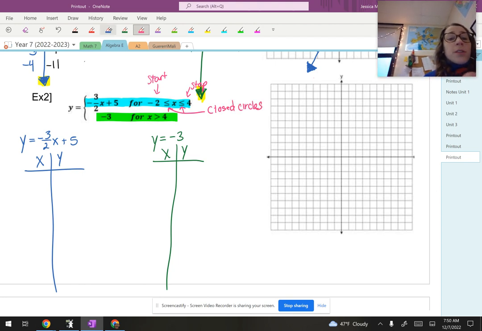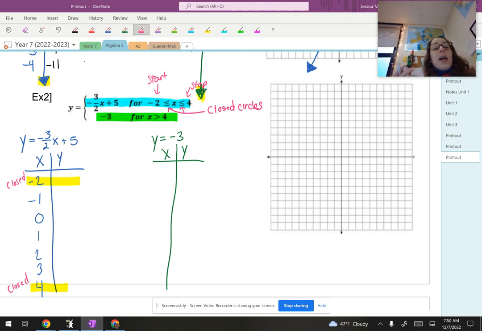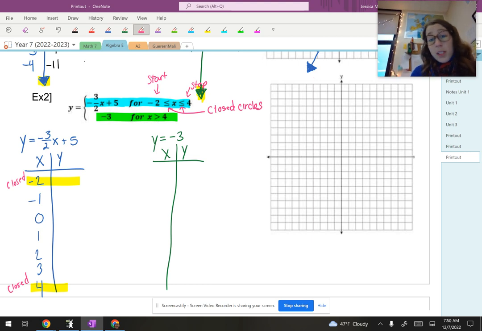So I'm just going to go ahead and fill that stuff into my graph, my table, I mean. Starting at negative 2, so negative 2, negative 1, 0, 1, 2, 3, 4. And again, I'm just going to make notes that negative 2 and that 4 are both going to be closed circles. The more things I write down, the less I have to remember in my brain, the less likely I am to make mistakes. Okay, and we'll get those y values from our calculator later.